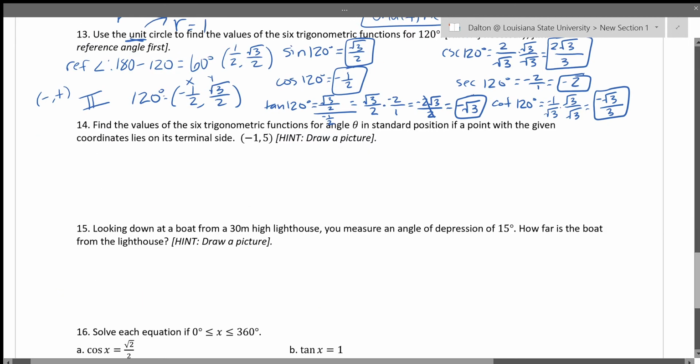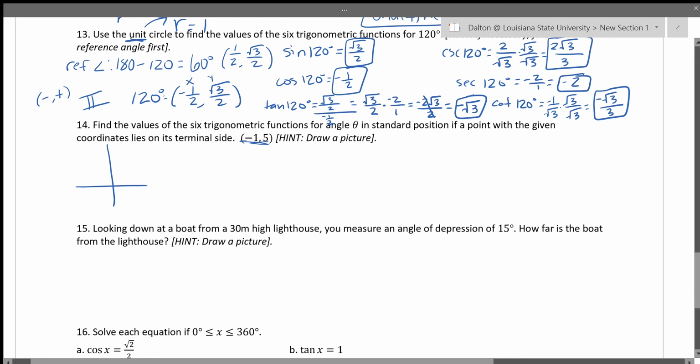Number 14, find the values of the 6 trigonometric functions for an angle theta in standard position if a point with the given coordinates lies on its terminal side. So what this means is we're no longer in the unit circle. That means I'm taking some angle in standard position and I'm going to rotate it such that whenever I stop the rotation, this point is on that terminal side. So essentially we're just going to graph that coordinate point.